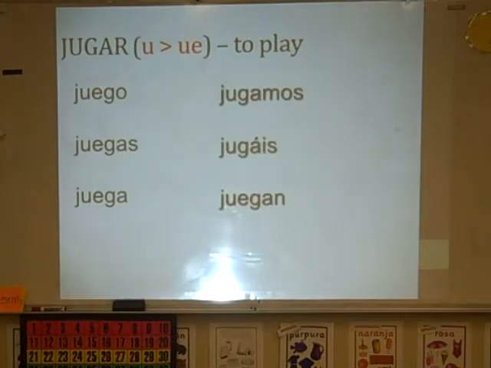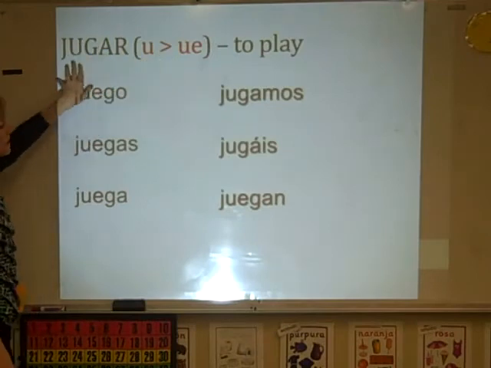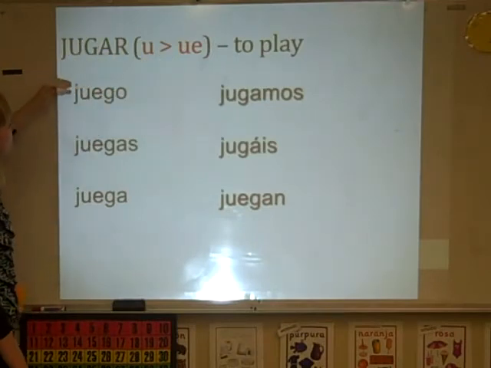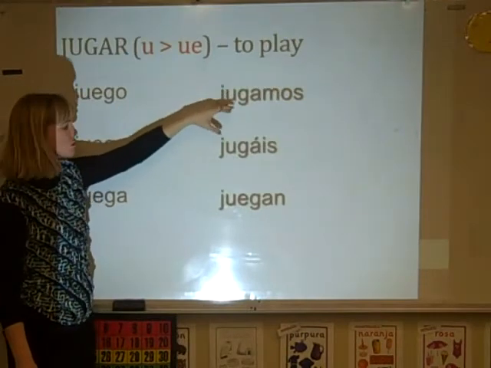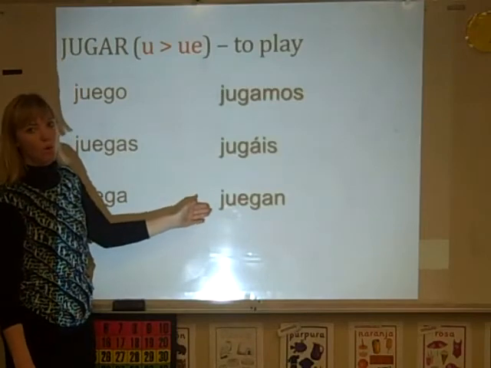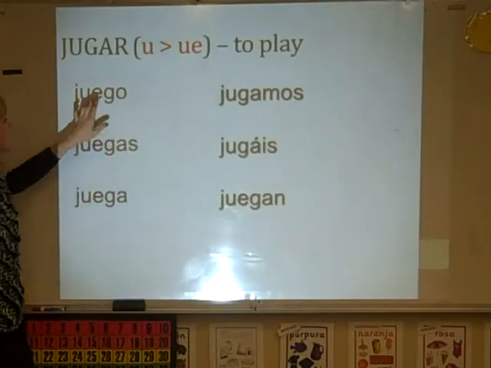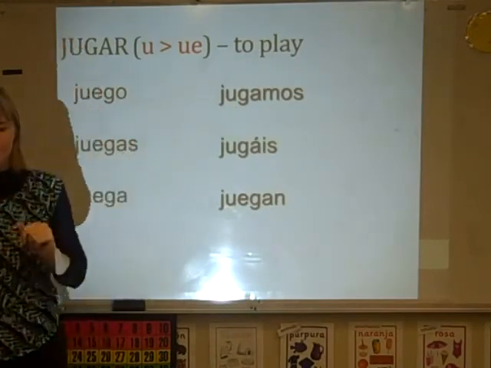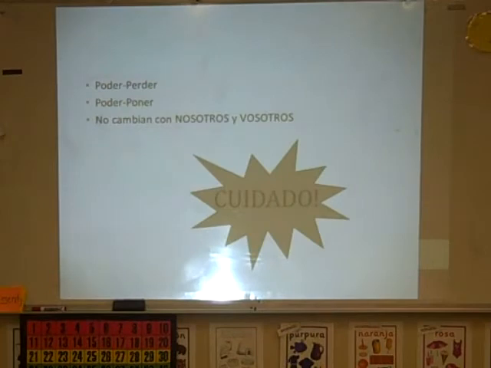Okay, jugar is a stem changing verb that also often gets included with O to UE, except it's not an O, it's a U to UE, but it does a similar thing. Jugar becomes juego, juegas, juega. Outside of the boot, jugamos, jugáis. Back in the boot, juegan. Okay? Juego, jugamos. Notice the difference in the sound. Juego, jugamos. So, make sure you have a note that that's a little bit different from O to UE, but similar.